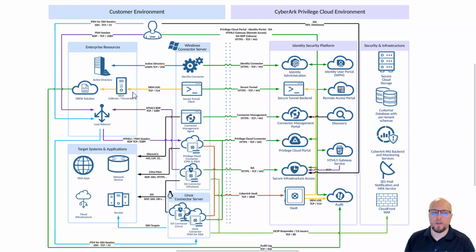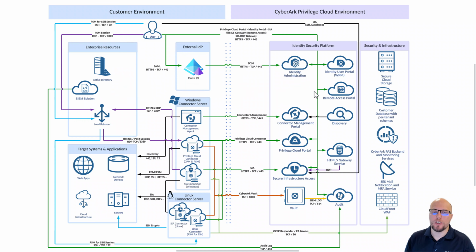So in this example I've got here, we're using Active Directory as our source of truth. And we've got drawn here the secure tunnel method of getting the logs to your SIEM solution. I'm just going to clear this away. So I've gotten rid of the secure tunnel here, and I'm representing how if you're using an external IDP platform, in this example it's Entra, you can get the users into Identity using the SCIM protocol, and then the end user can use SAML authentication to authenticate with Entra, and this in turn will allow them to access the relevant Privilege Cloud portals.